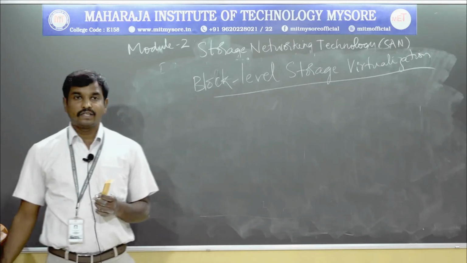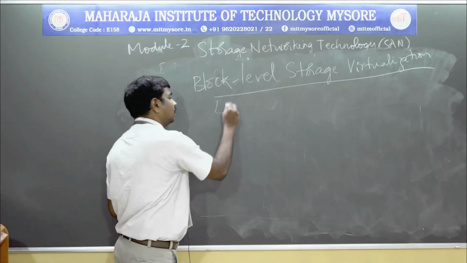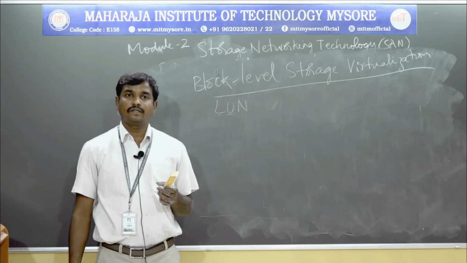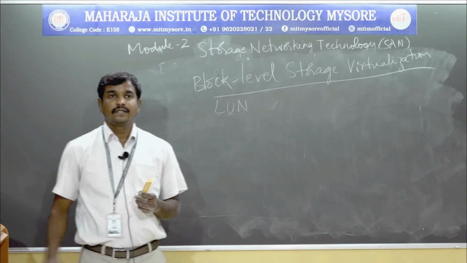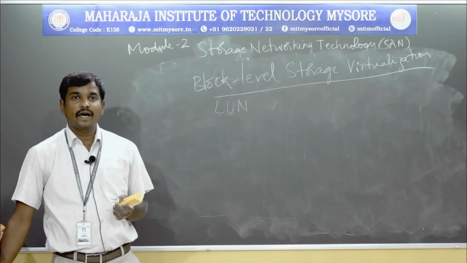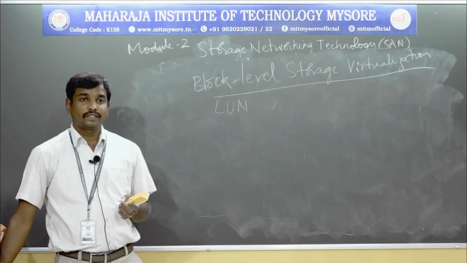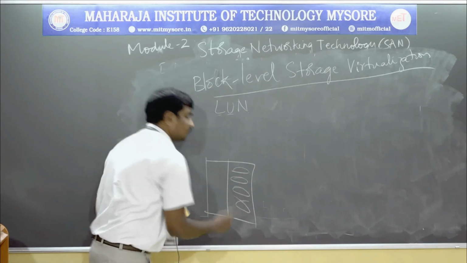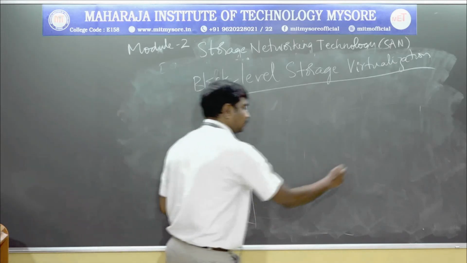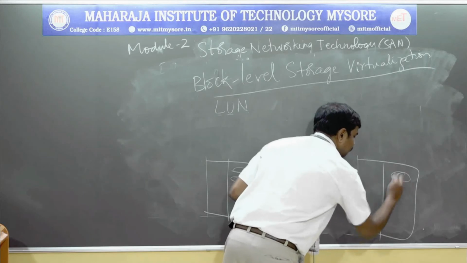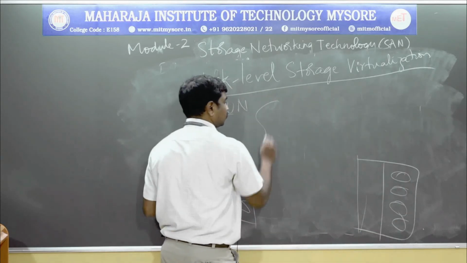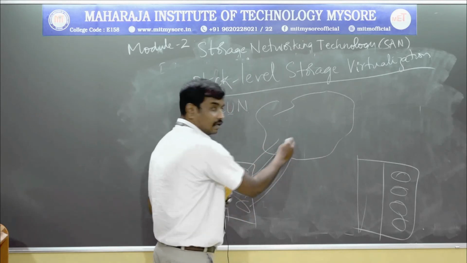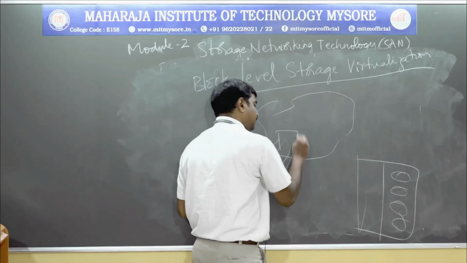Block level storage virtualization can be done by LUN, logical unit numbers. All the devices connected in the storage arrays are identified in a logical fashion. For example, we have storage arrays like this. These arrays of storage are presented in different networks, and they will have an address. All of these will have an address, and it is integrated like this.